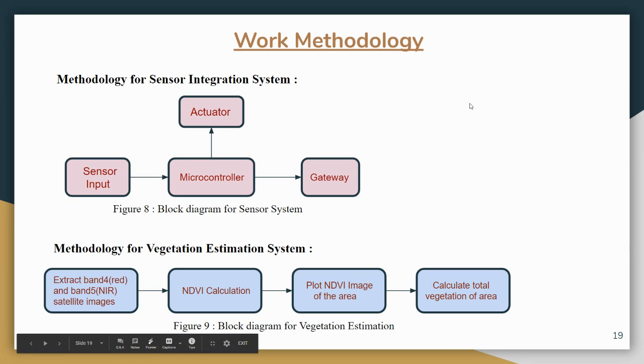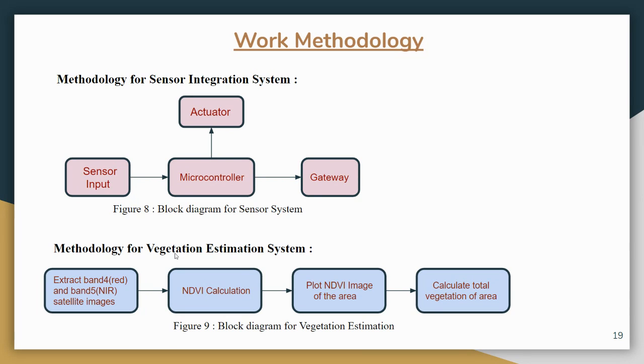Here comes the work methodology of the project. First, the methodology for the sensor integration system includes the sensor input, which is then fed to the microcontroller. The microcontroller sends this sensor input data to the gateway, and it also processes the information to trigger the actuator that is installed by the system.